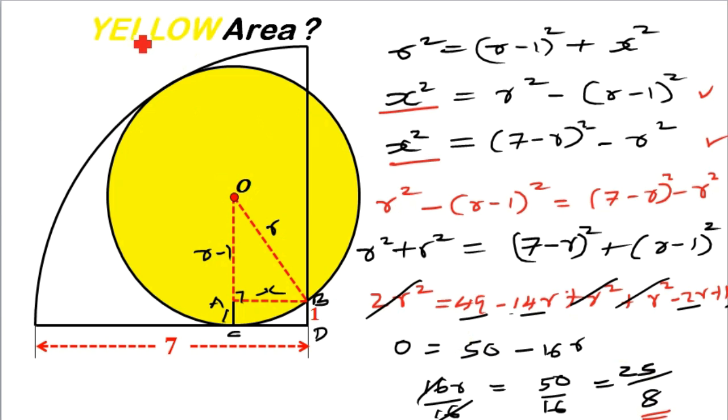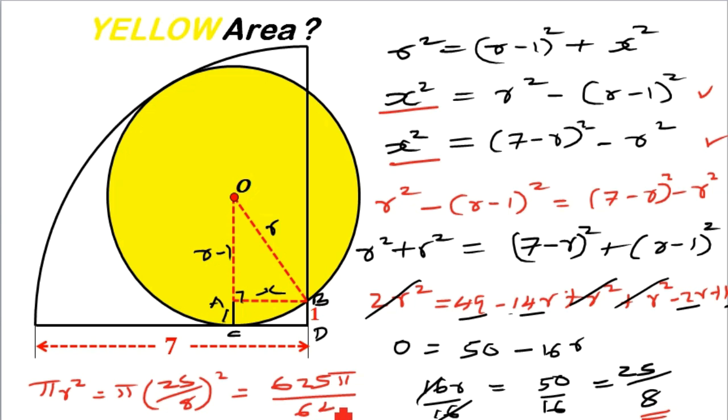When you are looking for the area of the yellow circle, the area is just pi r squared, meaning it is pi times 25 over 8 squared. So (25 over 8) squared times pi gives 625 pi over 64, since 8 squared is 64 and 25 squared is 625. So, ladies and gentlemen, the area of the yellow region is 625 pi over 64.